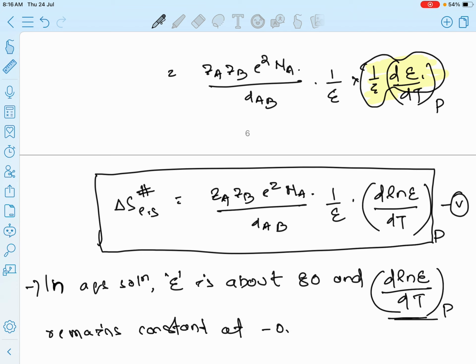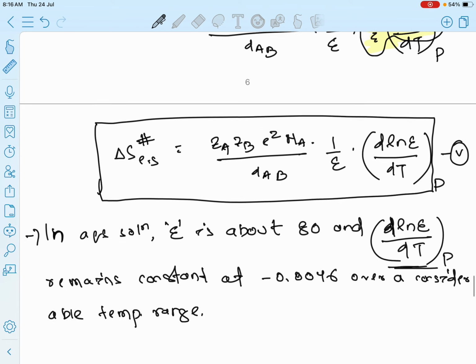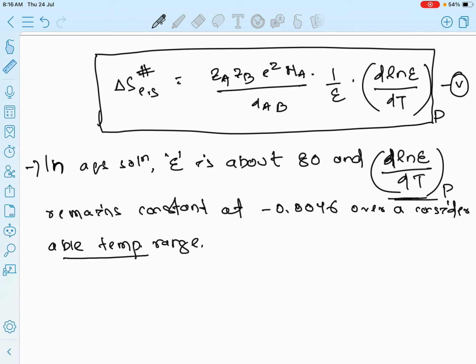This value remains constant, and the value is coming out to be about minus 0.046 over a considerable temperature range. Over a considerable temperature change, the value remains almost constant, as the medium is almost continuous in nature.